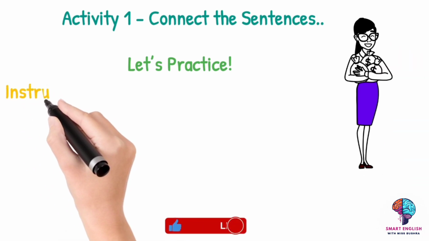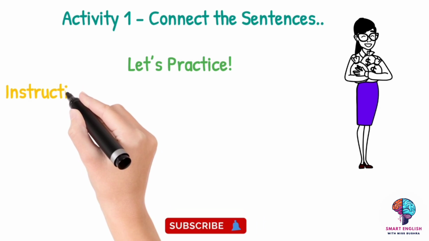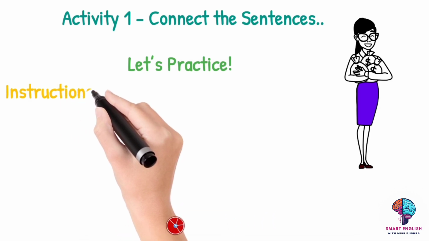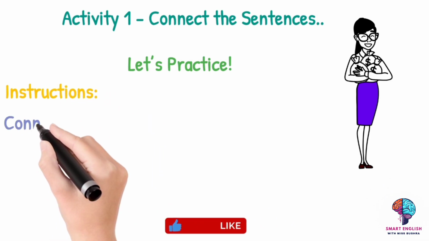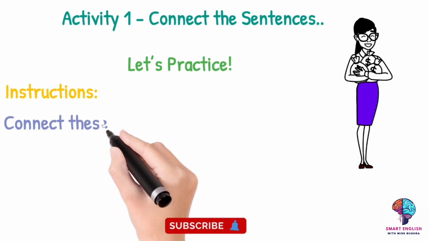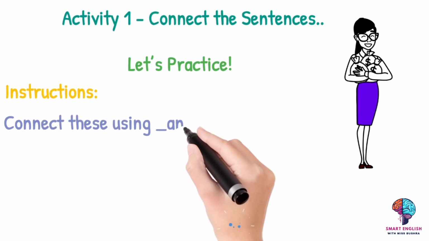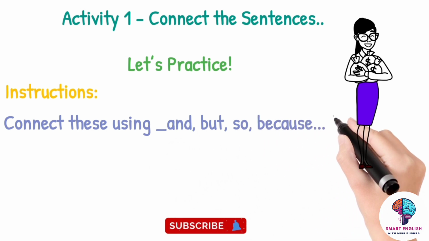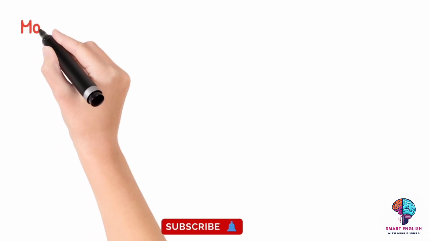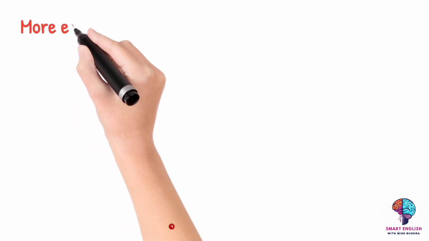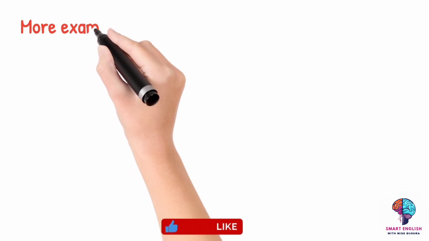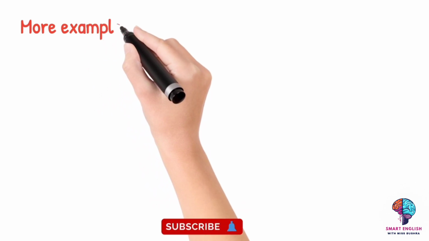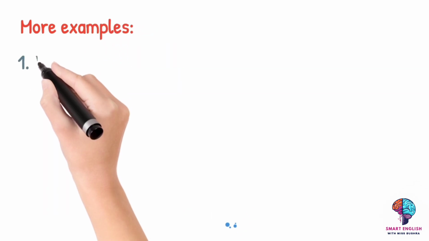Activity number one, connect the sentences. So, students, let's practice and have a quick reinforcement of what we studied. Instructions: connect these using and, but, so, because. You have to connect these sentences. You have to tell me any sentence that has and, but, so, and because. Let's talk about more examples.